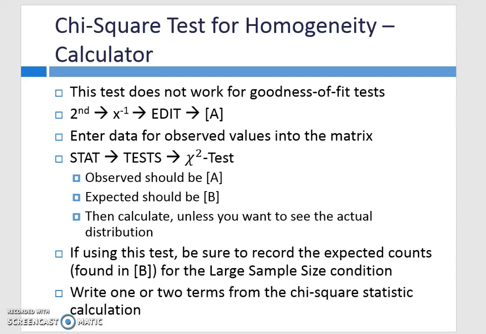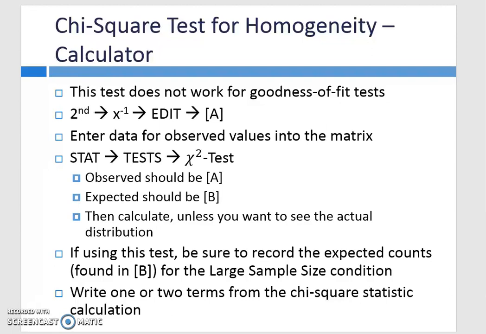We already did this in our example, but just as a reminder, here's how we get to where we need to go. Enter your observed values into matrix A, your expected values into matrix B, find the right test, and then calculate. This will give you three different things. It gives you your chi-square statistic, your degrees of freedom, and your p-value.